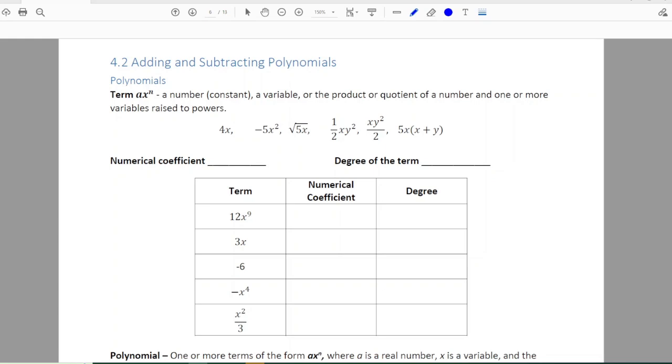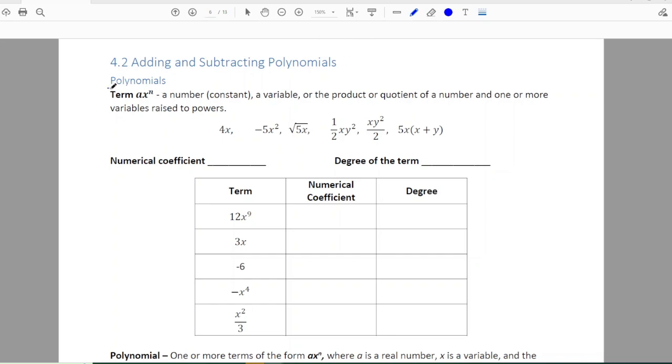This next section will feel much easier than 4.1. I would say 4.1 is kind of the crux of chapter 4, and everything gets easier after here. What we're going to look at here is just polynomials and adding and subtracting polynomials.